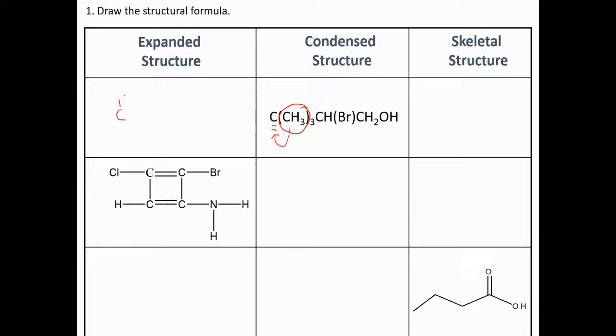Then attached to 3 carbon. 1, 2, 3. I will draw the hydrogen later and then continue with another carbon. Then we have hydrogen, and then you can see here bracket bromine means that this bromine is attached to the carbon. So I put bromine here. I can draw the hydrogen as well.